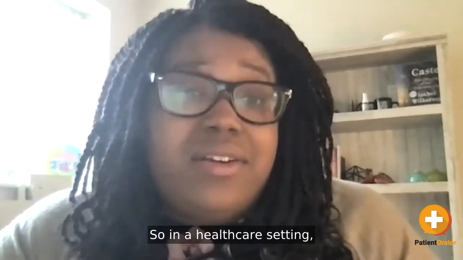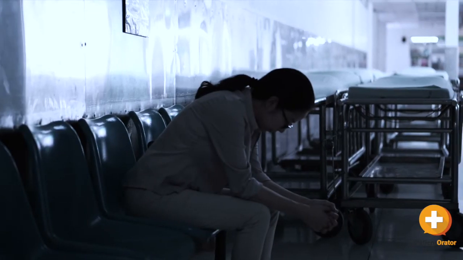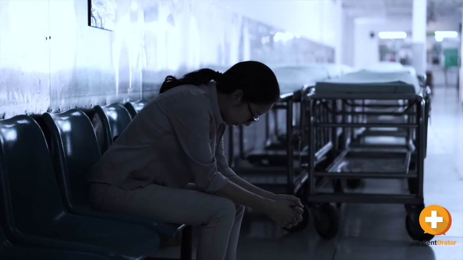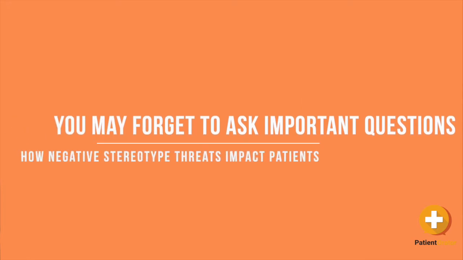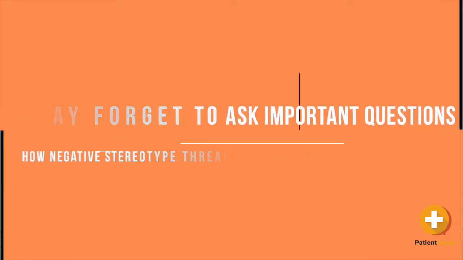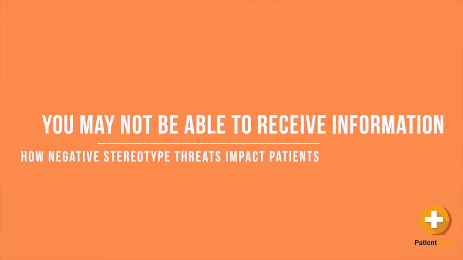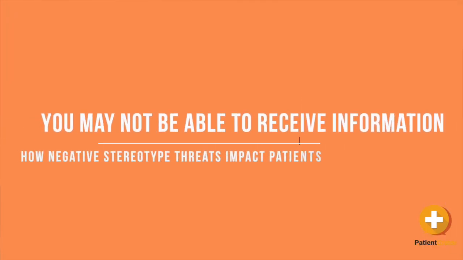So in a healthcare setting, when we talk about stereotype threat and how risky it is, it basically means that you as a patient may not be able to participate fully in your care. You may not be able to ask questions that you should have asked based on what your interests were in having the visit in the first place. You might not be able to receive information from your doctor as easily because you're very preoccupied by this threat.